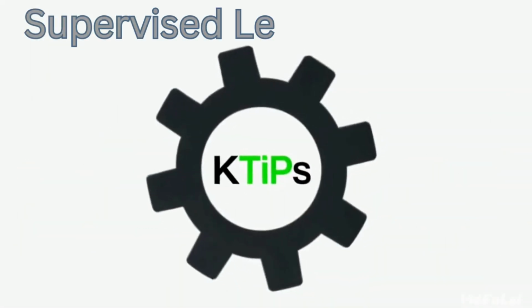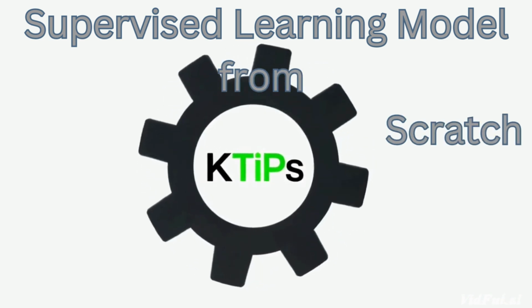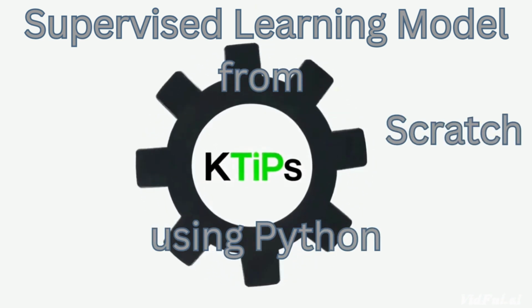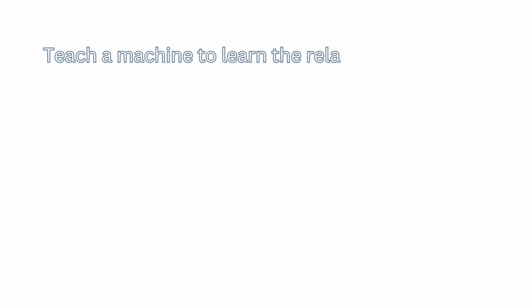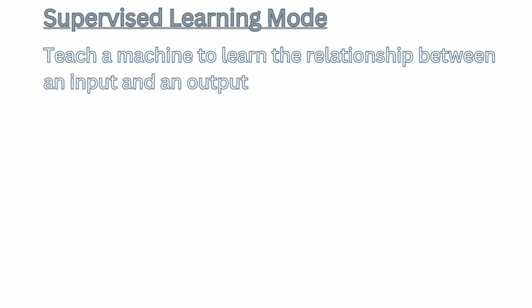Now it's time to get our hands dirty by building our very first supervised learning model from scratch using Python in a Jupyter Notebook. Our goal is to teach a machine to learn the relationship between an input and an output using labeled data. This is classic supervised learning. You may want to visit the link appearing now to review the different types of machine learning.